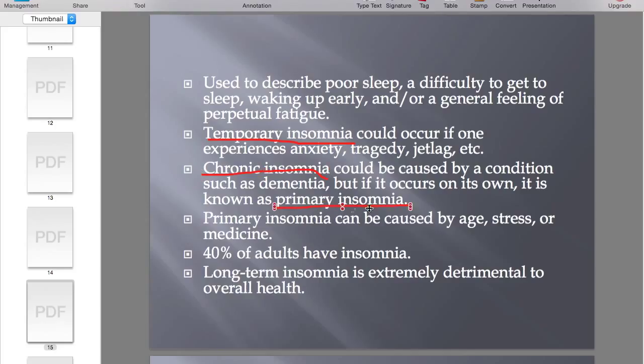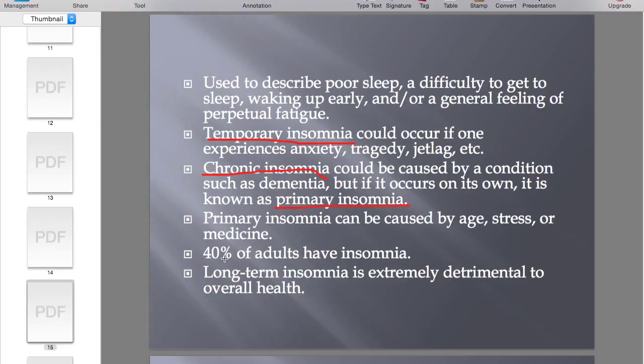If you're going for medical treatment, it's mostly not temporary insomnia because that just goes away over time, or chronic because then you just treat the source condition. But primary insomnia just occurs randomly and it's long-term. It's really detrimental to health. It could be caused by age. It's really common among older people. Stress, which obviously most people experience stress disrupting their sleep pattern, but it could cause primary insomnia. Or certain medications really limit your sleep.